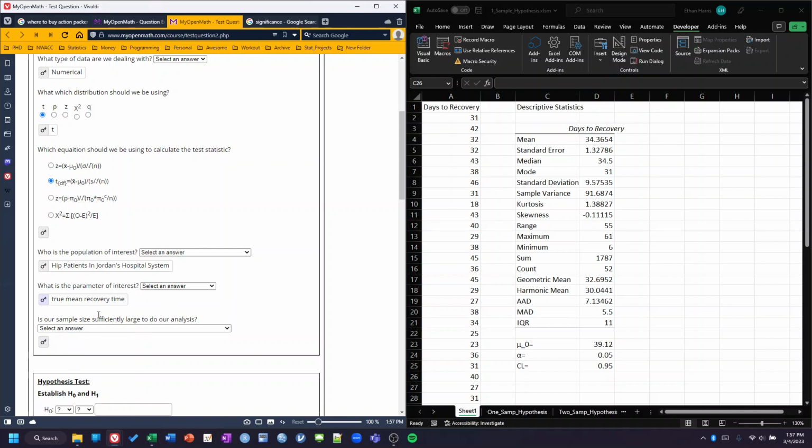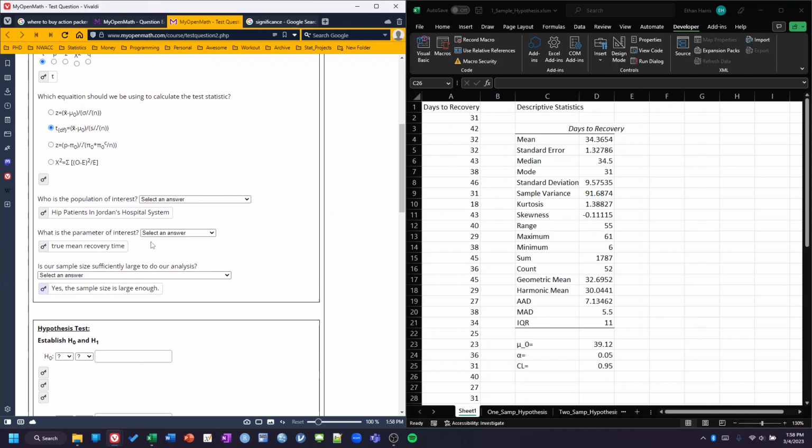And is our sample sufficiently large really boils down to how big our sample size is. Remember the central limit theorem: if the original problem says nothing about the original distribution, then we need to have a minimum sample size of 30 in order to invoke the central limit theorem. And we do. We have a sample size of 52, so we know that our sampling distribution, or the distribution of our means, is going to be approximately normally distributed around the true mean. So let's go ahead and keep on going.